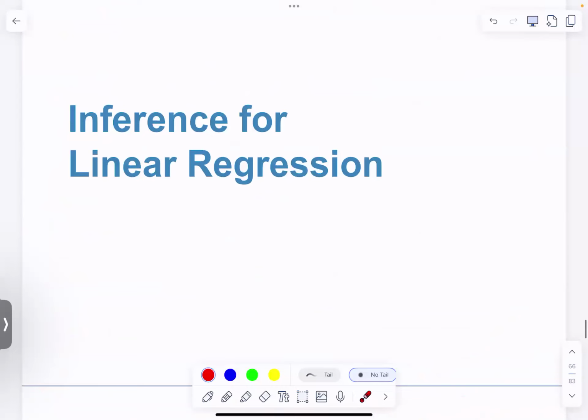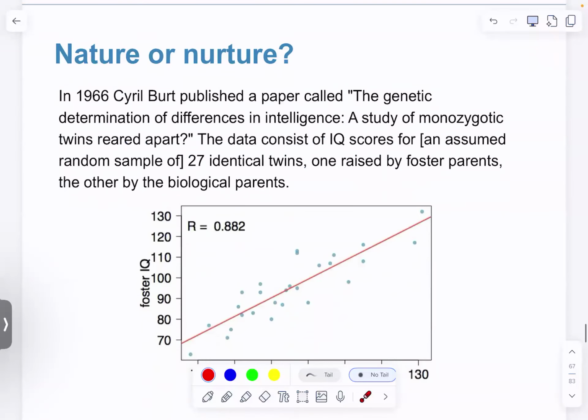What I do want to talk about is inference for linear regression. We already saw it, right? Just briefly in that output. So I want to show you properly.